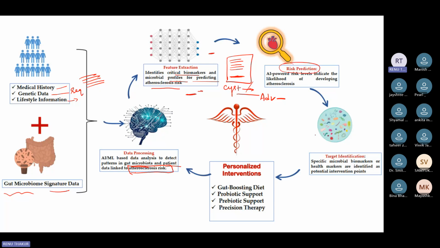And after that, if it has shown that bacteria A can lead to CVD, cardiovascular disease, then you can directly target that. Target identification is done, then you are good to go. Because a doctor always needs to identify the source of the disease, the root cause of the disease. Because once the root cause of the disease is known, then you are able to cure it.